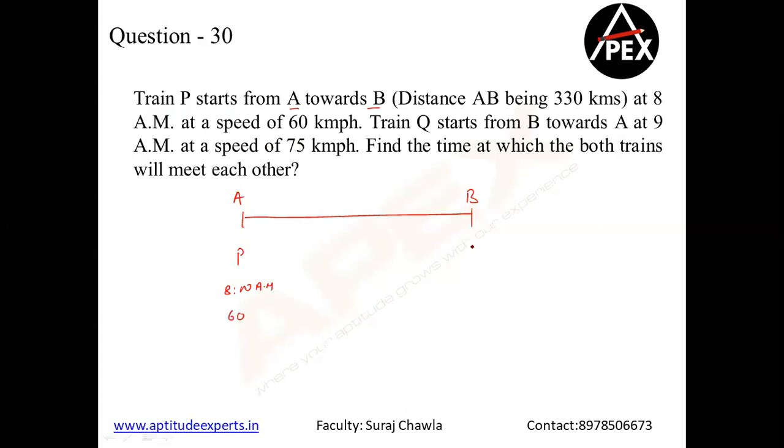Now, train Q starts at 9 a.m. at 75 kilometers per hour. Clear? Right? Now, find the time at which both the trains will meet. Now, fair enough. Now, two bodies are moving in opposite direction. So let's look at the pointers to remember.